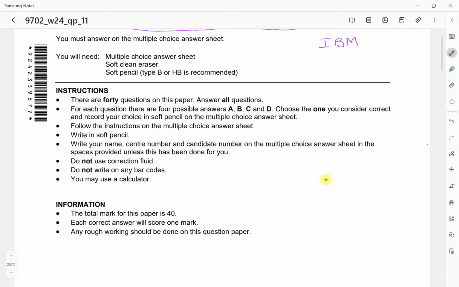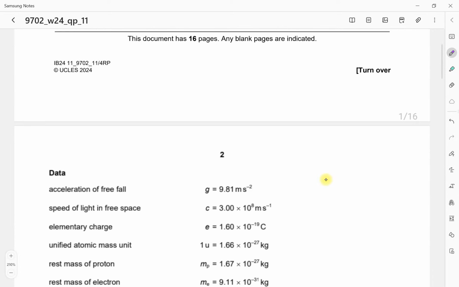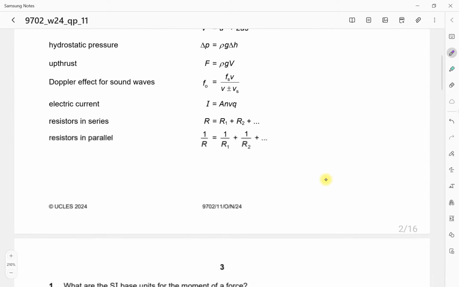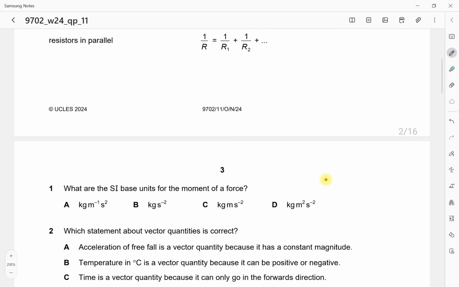Okay, so I'll not go through the instructions, they are the usual instructions. I'll not go through the data, I'll just go straight to question number 1. What are the SI base units for the moment of a force?